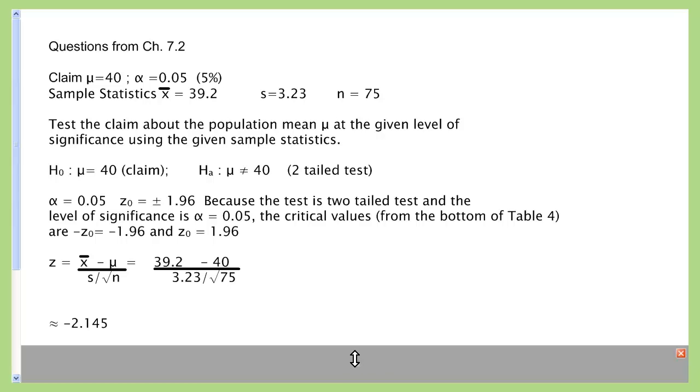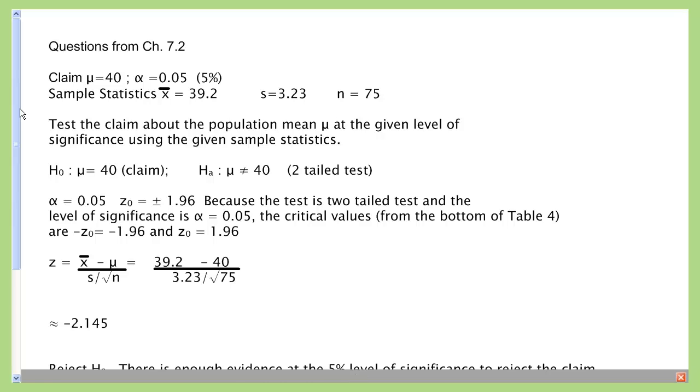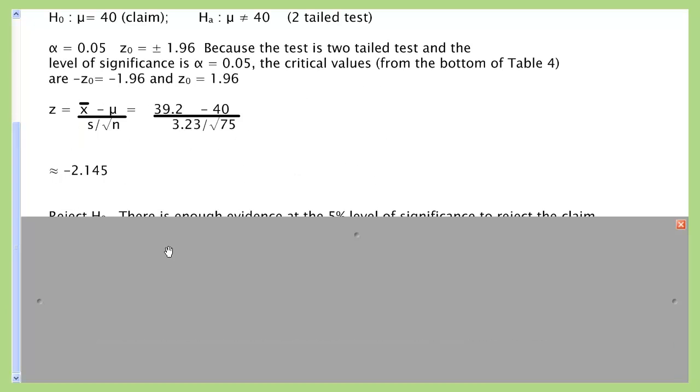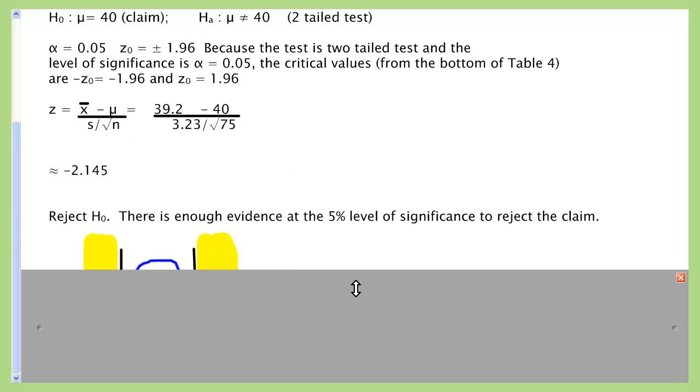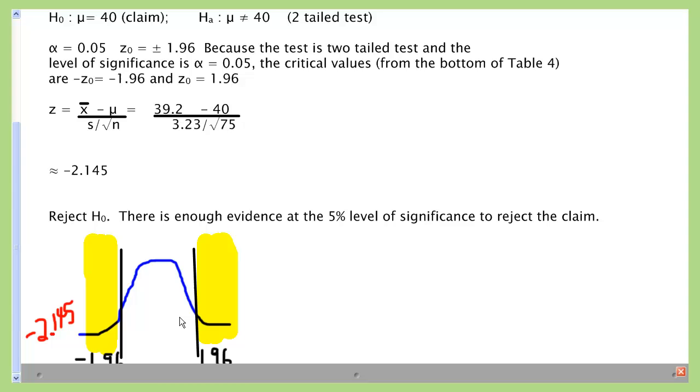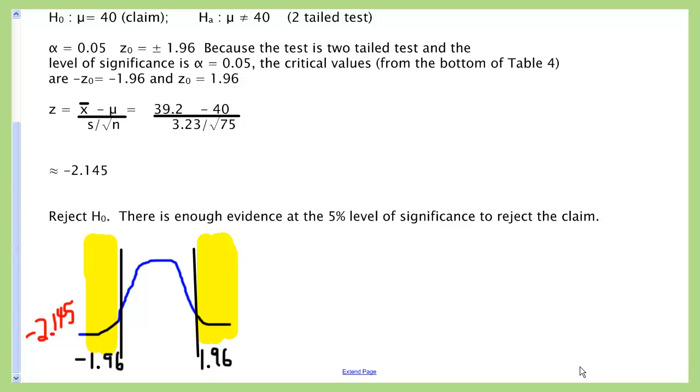Now, that's where you're going to decide whether you're rejecting your claim. What you're going to do is reject the null hypothesis, and here's why. If you look at this graph, we're looking at a bell-shaped curve, and this graph shows that the rejection region is this yellow region below negative 1.96, and this yellow region above 1.96.